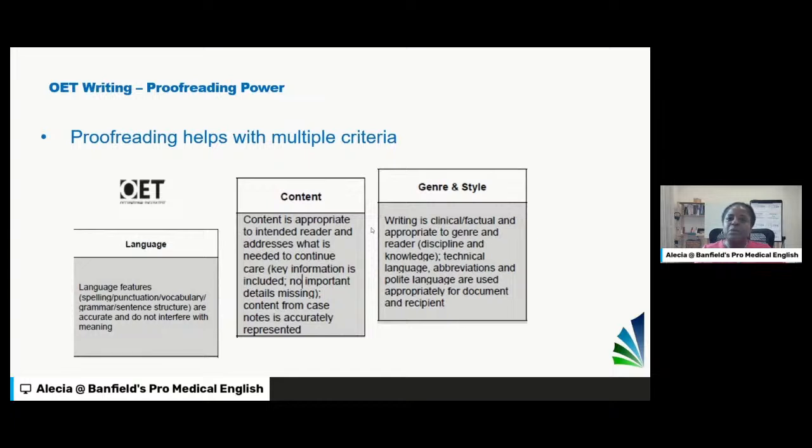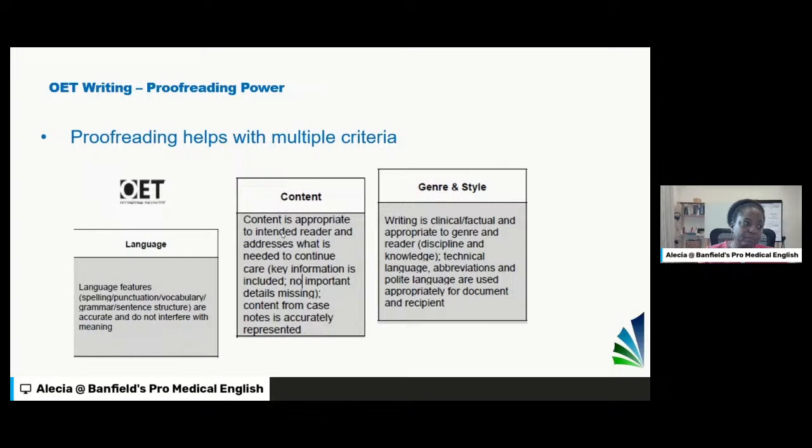And proofreading is important. Many people will think proofreading is only important for language, where they talk about spelling. But actually, you can end up losing multiple marks under multiple categories, multiple criteria. And the main ones that come to mind, these are not the only ones, are language, content, as well as genre and style. Now, these are the OET official descriptions of the criteria, the marking matrix. And you see here under language, spelling, punctuation, vocabulary, grammar, sentence structure are accurate. So this is the first place where bad spelling and poor grammar will lose you marks.